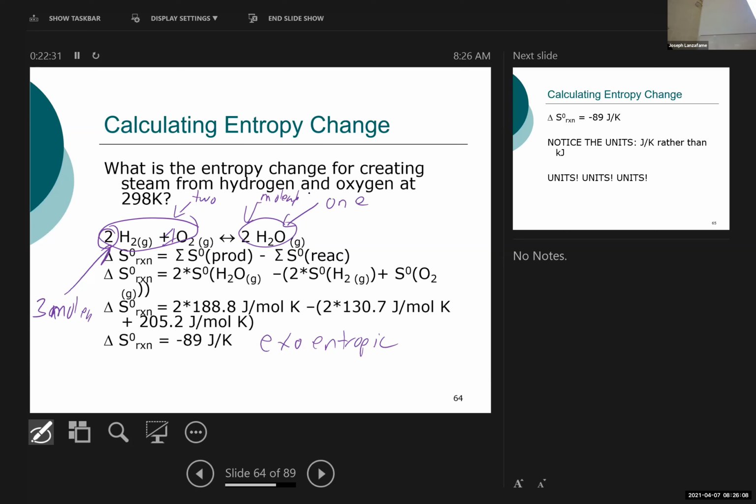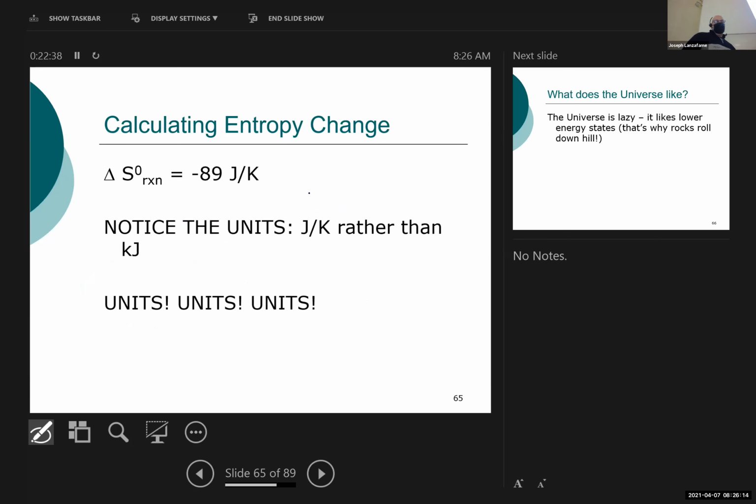And of course, in some sense, the third important piece of that is the units, units, units. Please note, the units of entropy are essentially energy per temperature, that's joules per Kelvin. And so entropy is related to energy, but it is not itself energy.